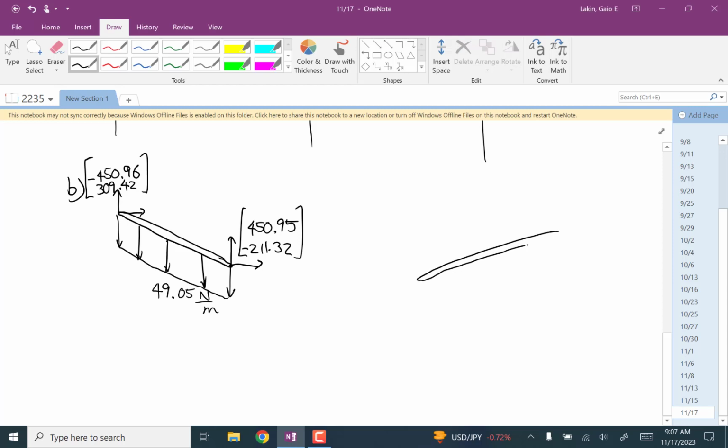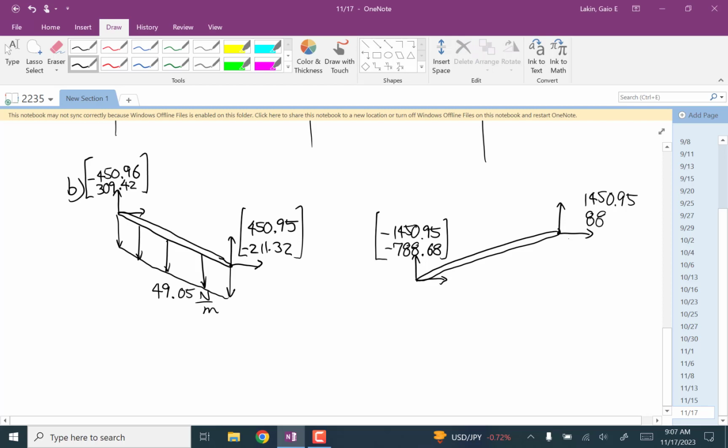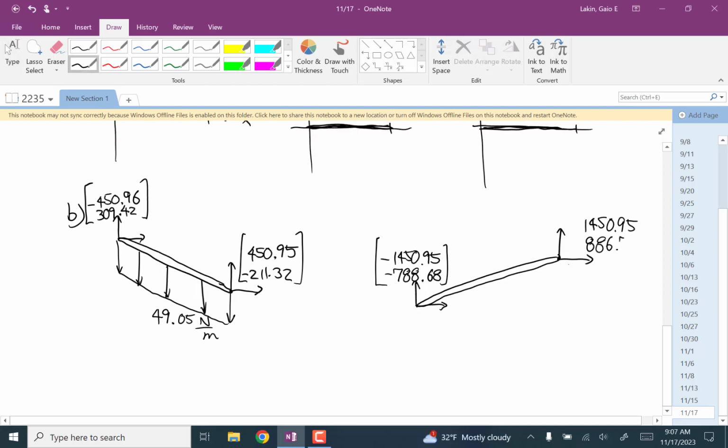And then the member on the right, we have negative 1450.95, negative 788.68. And on the right side, positive 1450.95, positive 886.78, and then the distributed load due to the weight.